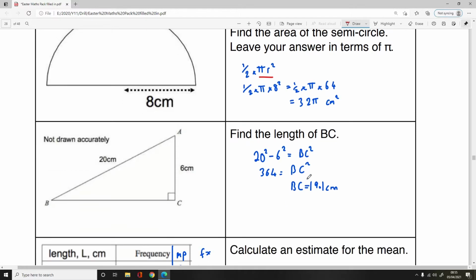Second question is Pythagoras, right-angled triangle, and we need to find the length of a side. It's a side we want rather than a hypotenuse, so we're going to do a subtraction. So 20 squared minus 6 squared is 364, and square root it to get 19.1.